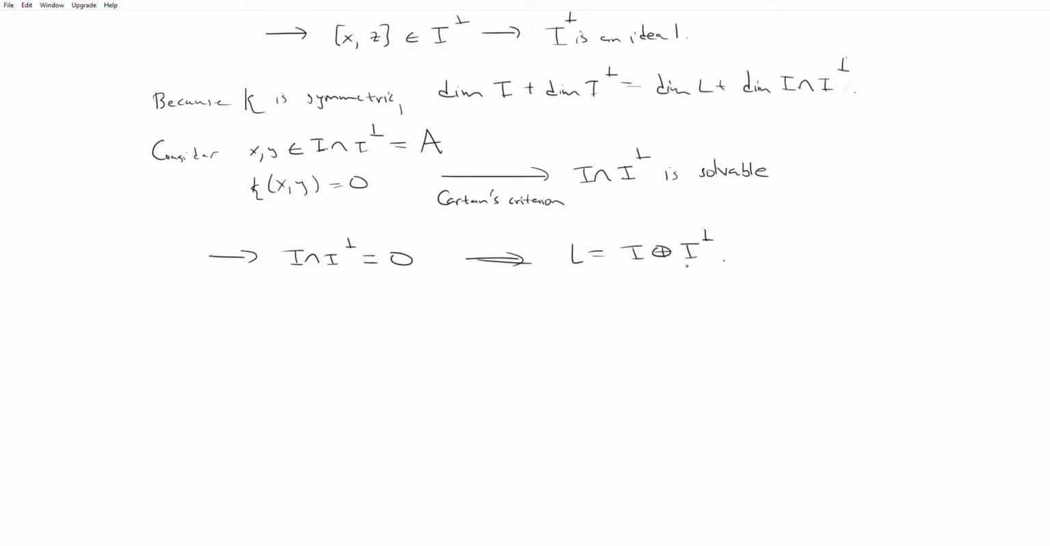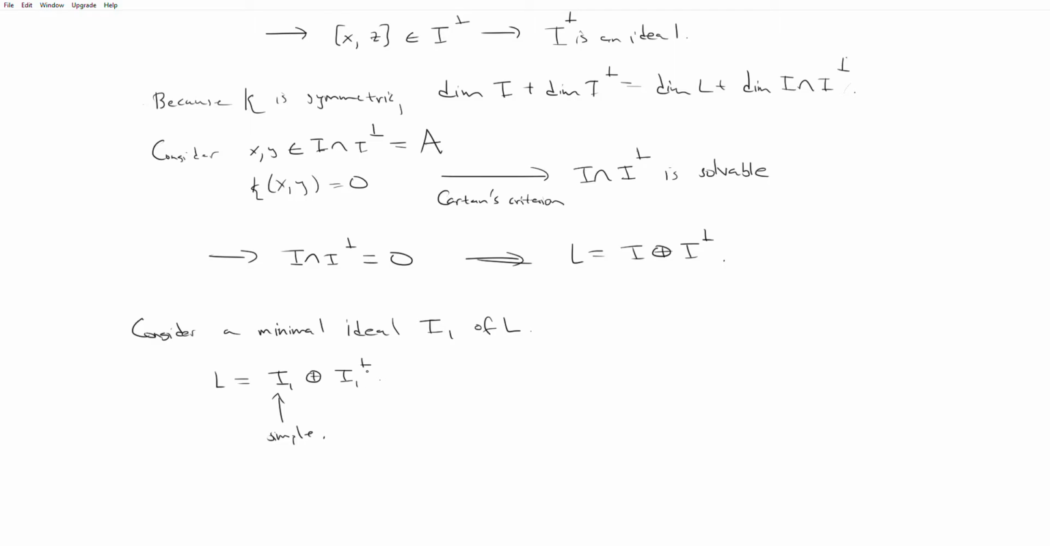And so consider a minimal ideal I sub 1 of L. Then we have that L is equal to I sub 1 direct sum I sub 1 perp. By the minimality of I sub 1, this is simple, so we can now ignore that piece, and now we just look at I sub 1 perp.